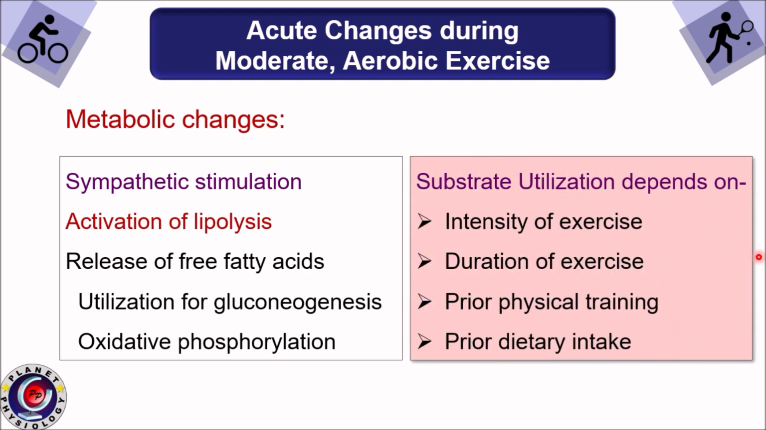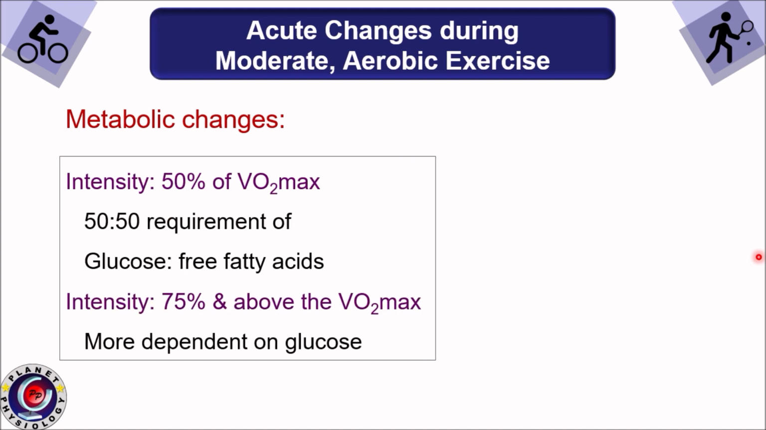So, substrate available are either glucose and free fatty acid. Now, which substrate will be utilized by the muscle? It will depend on intensity as well as duration of exercise, prior physical training of a person as well as prior dietary intake. When a person is performing at 50% of the VO2 max, the requirement of glucose and fatty acid is 50-50 each. When intensity of exercise reaches 75% or above, then muscles are mainly dependent on glucose.